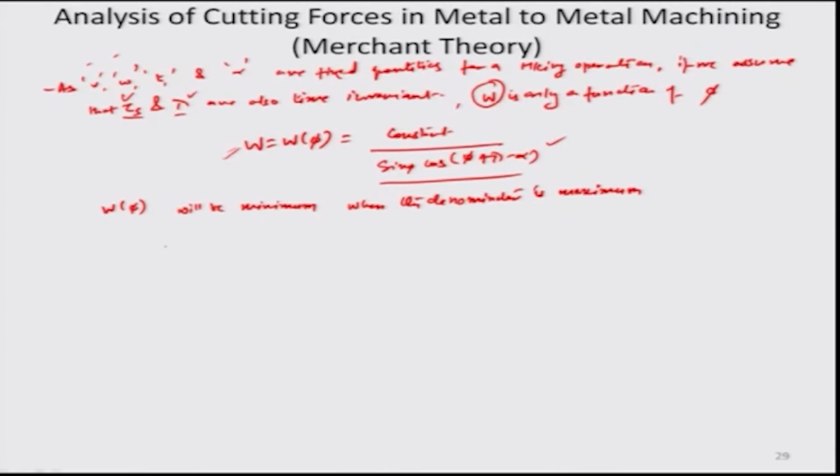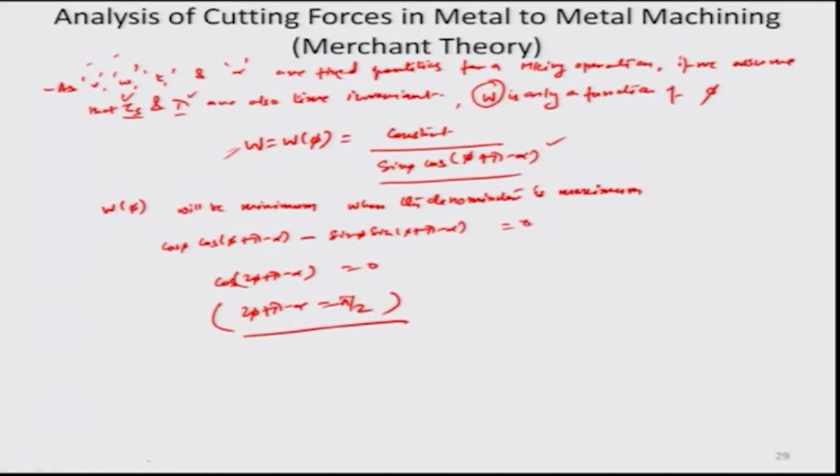So, we have cos phi, cos of phi plus lambda minus alpha, minus sin phi, sin of phi plus lambda minus alpha equal to 0, or cos of 2 phi plus lambda minus alpha equal to 0, which can only happen when 2 phi plus lambda minus alpha is pi by 2. Okay, and so this is the kind of condition. Also, obviously, lambda is, as you know, tan inverse of mu. We are assuming mu to be constant, invariant with time. So, that is the optimum machining criteria.